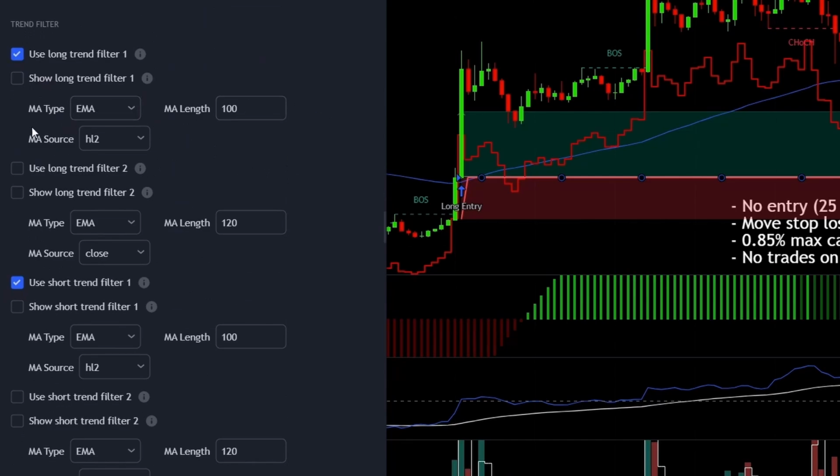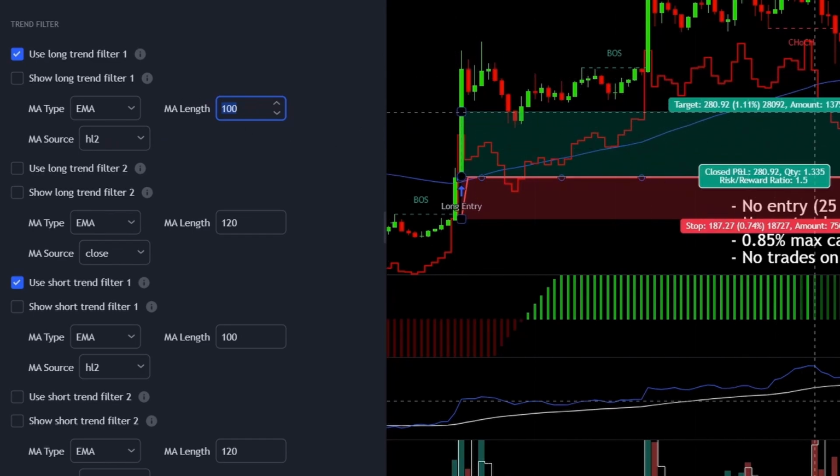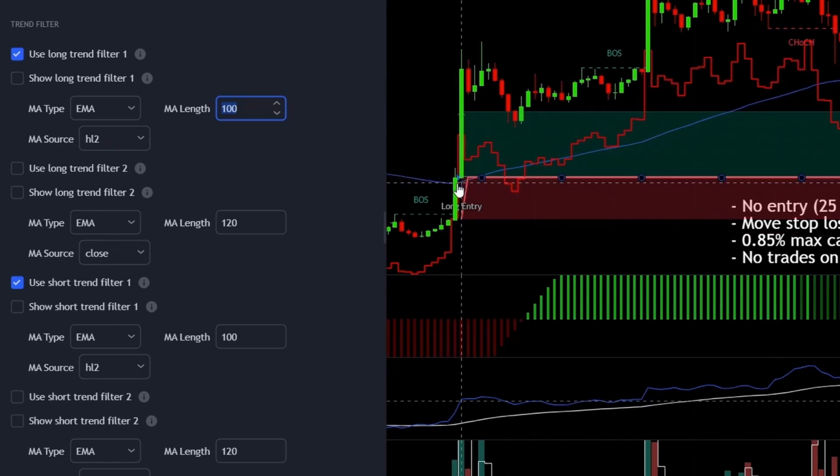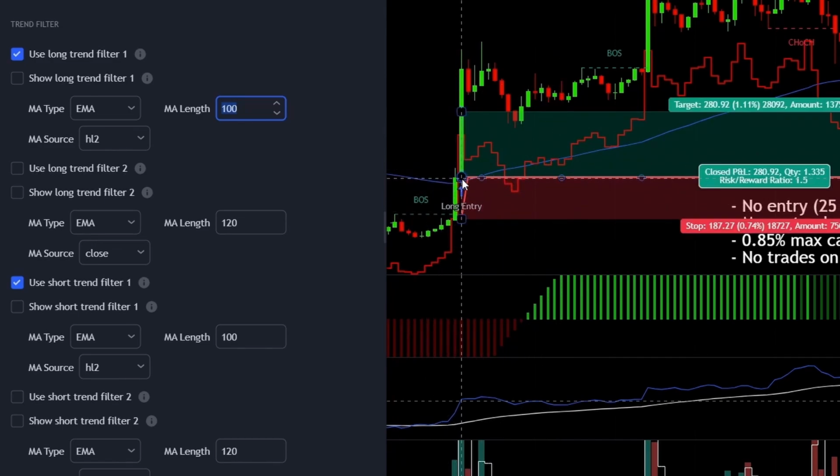For long positions we are using a simple trend filter. I set up the EMA with a 100 length and with an HL2 source. That's exactly this blue line what you can see. We can only enter into a long if the price is above this blue line, and if we would have allowed shorts, it could only enter shorts if the price is below that.